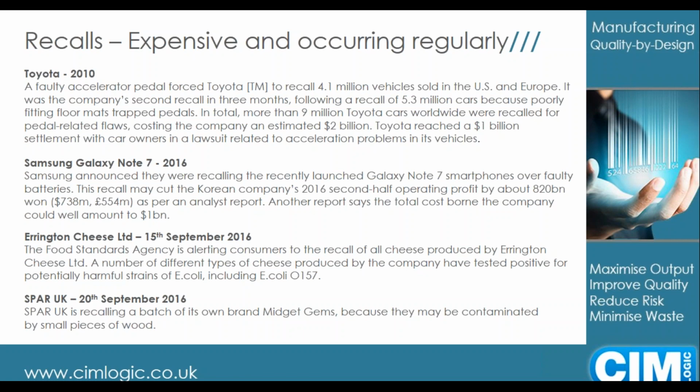Slightly smaller issues, slightly closer to home. If you look at the Food Standards Agency website, for example, I pretty much guarantee you every week there is some kind of product recall incident. Hemington Cheese, for example, on the 15th September had to recall a number of products because of an E. coli incident. Spar recently had to recall its own brand Midget Gems because, again, they possibly could have been contaminated by pieces of wood. Which all leads to the question, what quality control processes are in place and what should be in place by design to make sure that we capture these things through the manufacturing process?